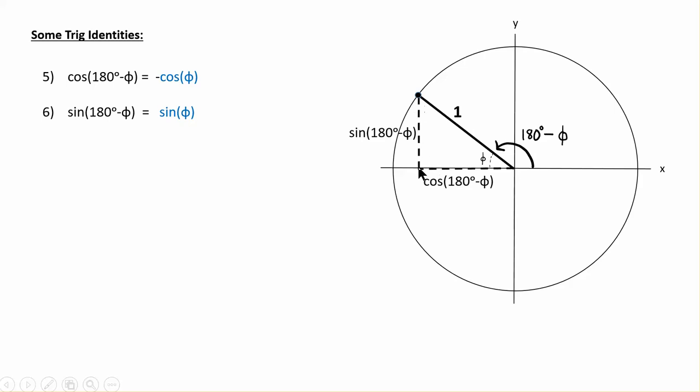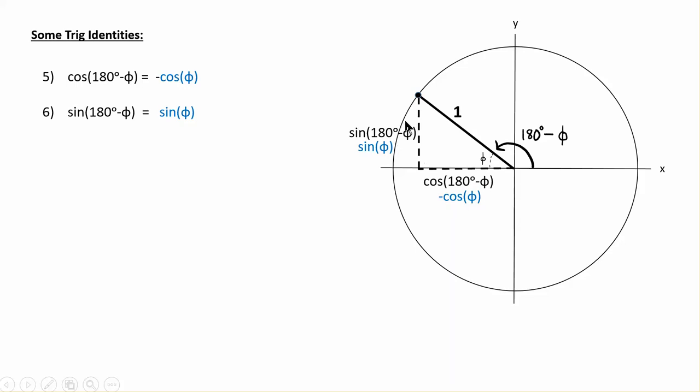Then the length of this side opposite to the angle phi, we know can be written as just sine of phi. And the length of this side here, adjacent to the angle phi, we can write it as cosine of phi. But I put in a minus sign here because notice that the coordinate of this point right over here, the x value is negative. So that's what this minus sign is doing here.